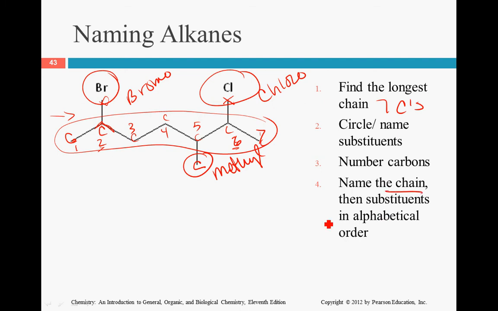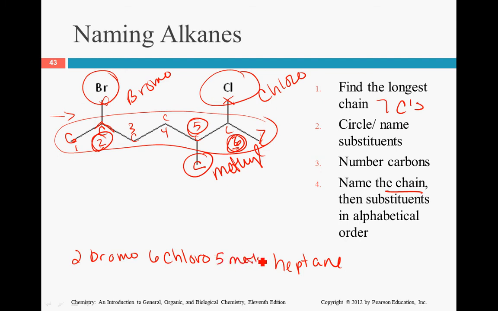So name the chain. 7 is hept, so it's heptane. The substituents are on 2, 5, and 6. We're going to do this alphabetically. So 2 bromo, 6 chloro, 5 methyl, heptane.